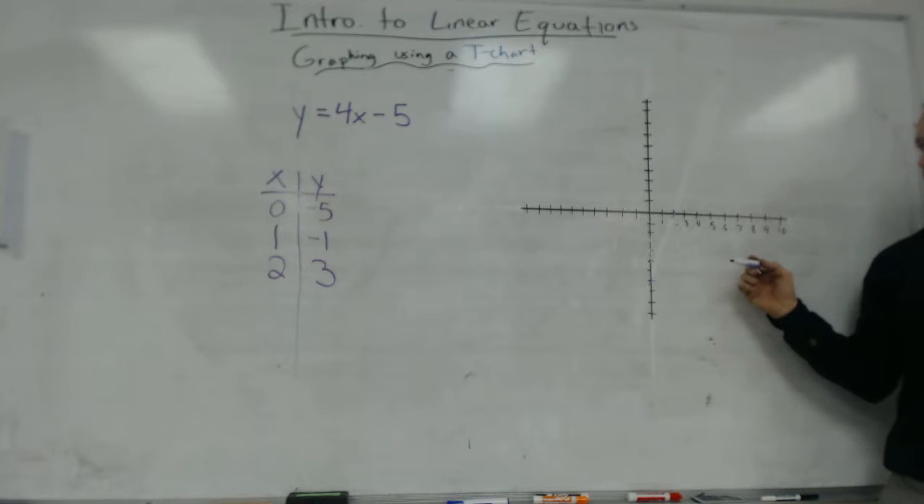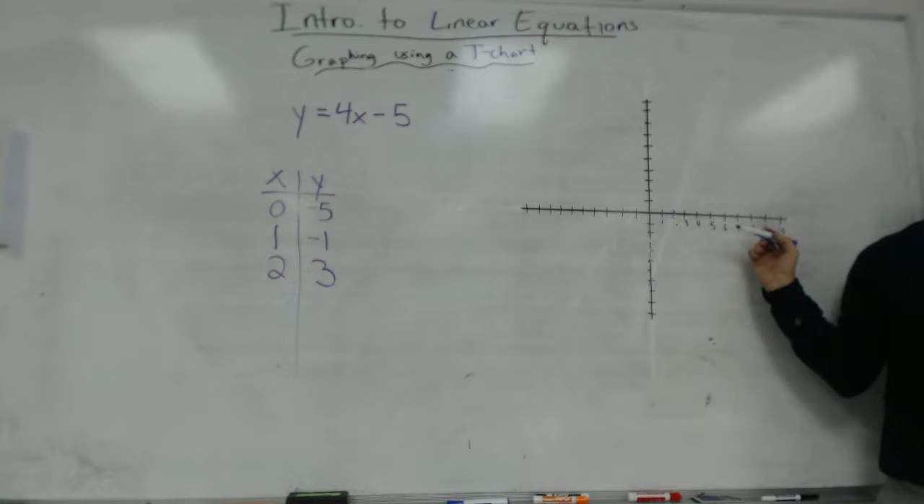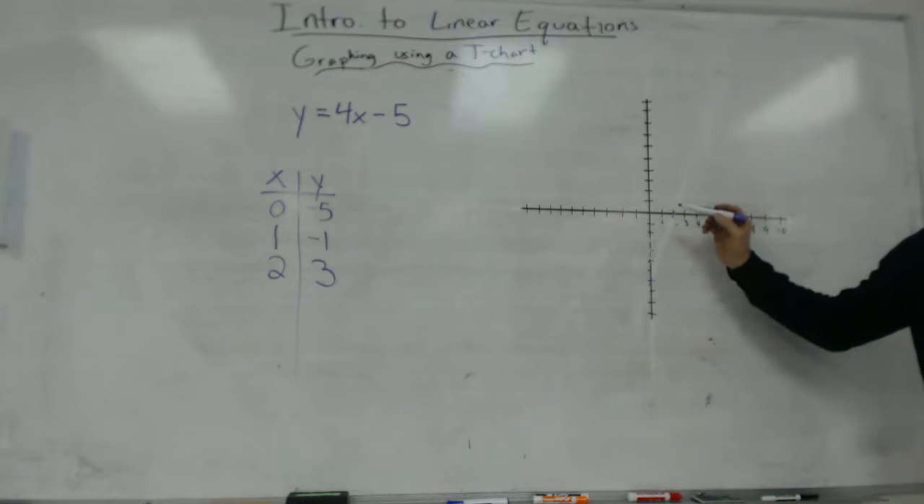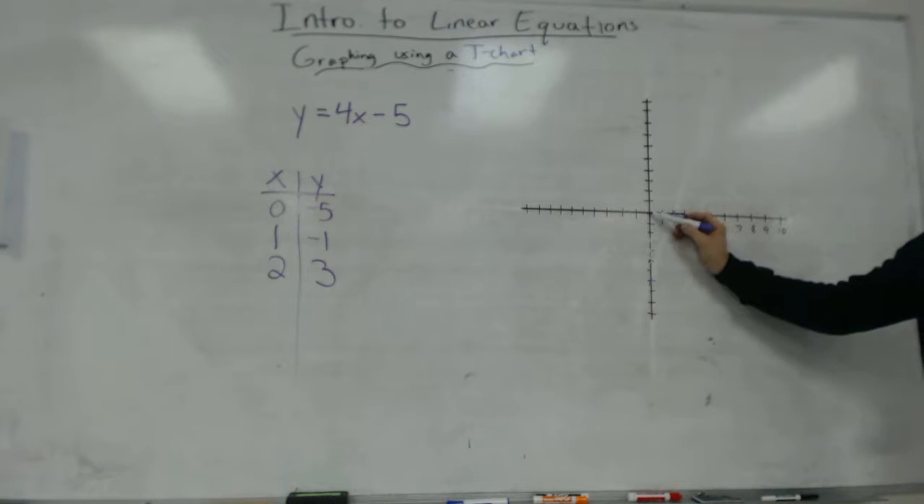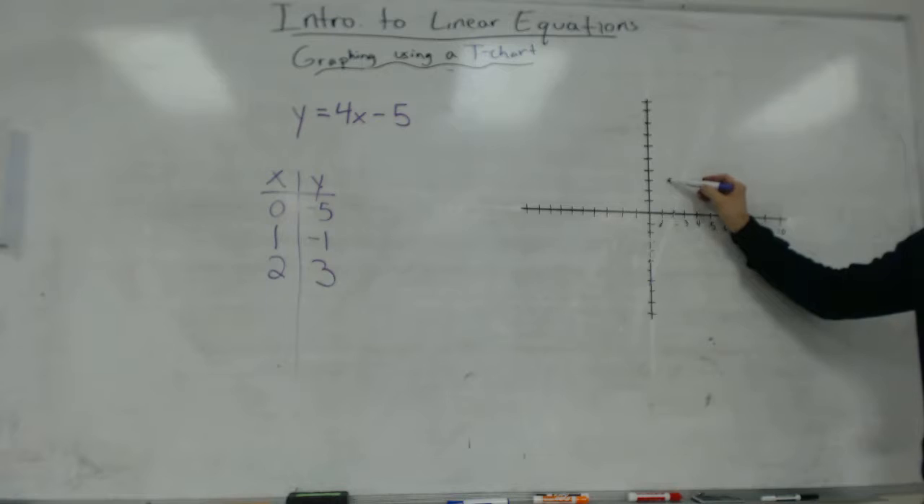Okay. Where is 1, negative 1? Just tell me where to go. Okay. Go diagonally, right, down. Yeah, like right there. Yeah. Okay. And where's 2, 3? 2 over and 3 up.